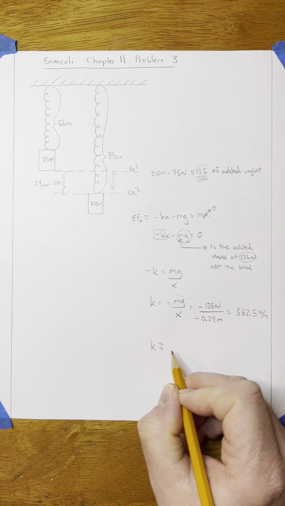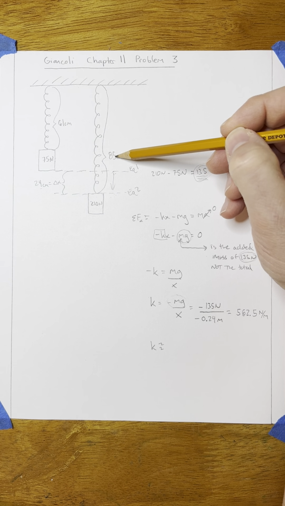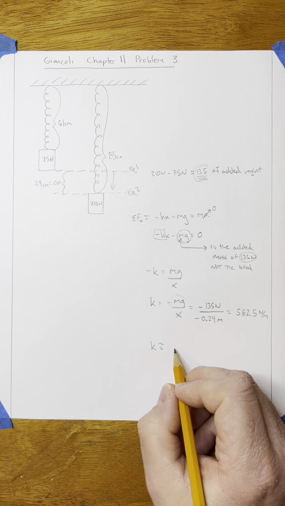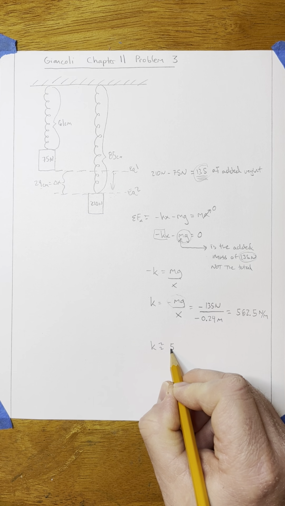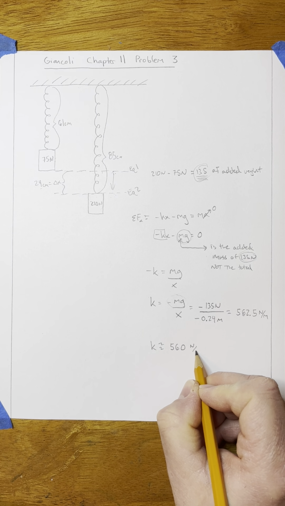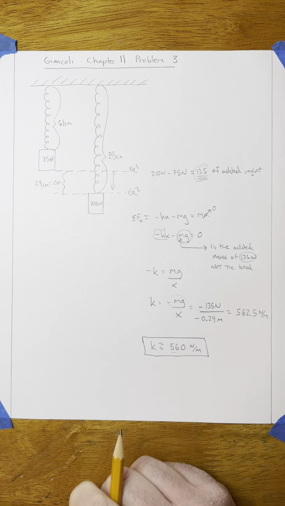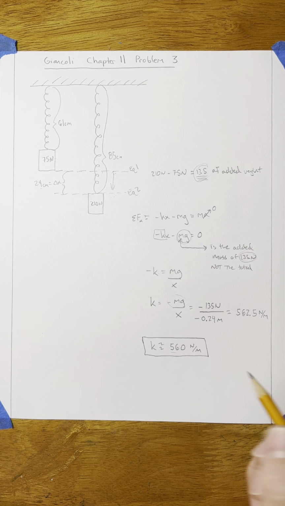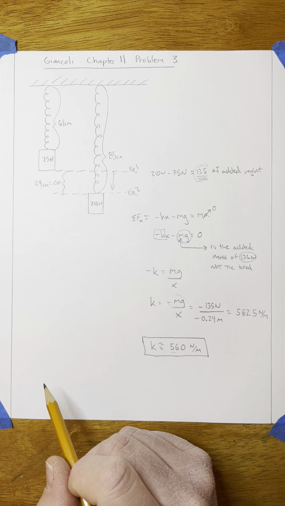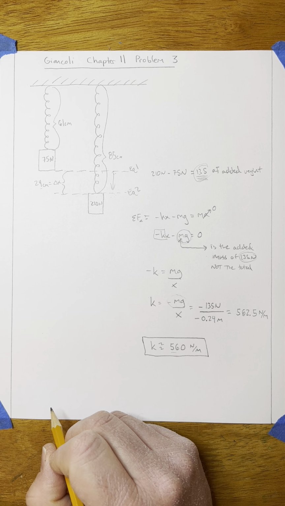So k is approximately, let's see, they gave us 2 significant figures in each of the values, so we'll round this to 2 significant figures, which will give us 560 newtons per meter for the correct answer. This is exactly the same treatment that we used in the first part of problem number 2, the car and the driver problem. I hope this explanation worked for you.